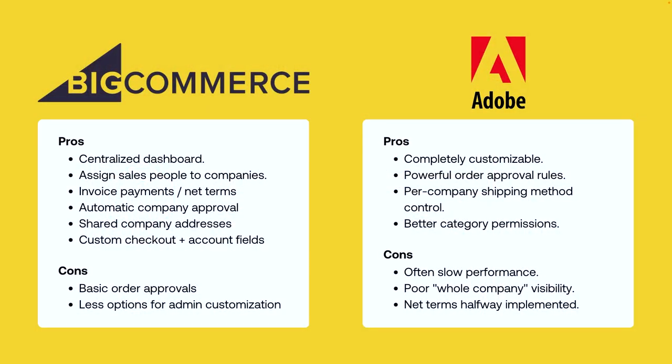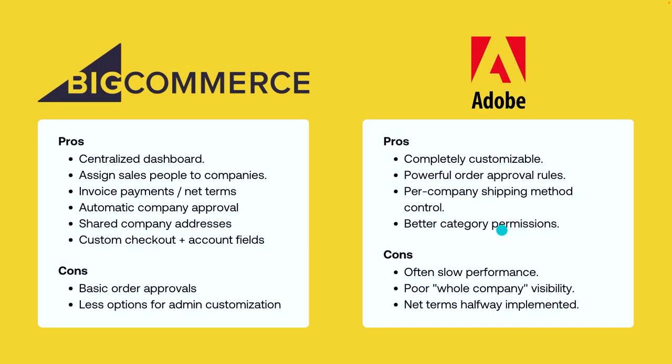Continuing on, per company shipping method approval control. I just don't see this as being that helpful, but maybe there are some companies which would benefit from this. Better category permissions. It's a little bit easier on the Adobe side to control which categories are seen and which ones are not.